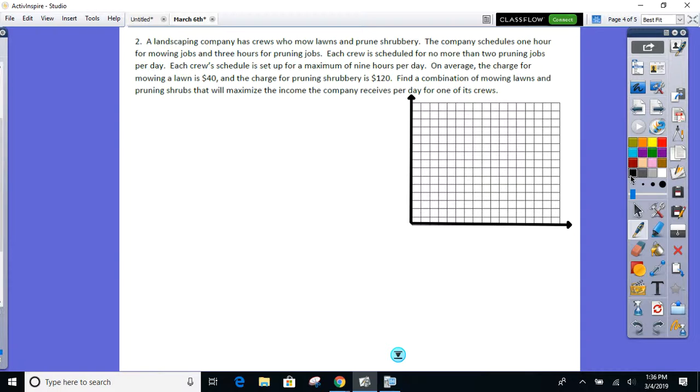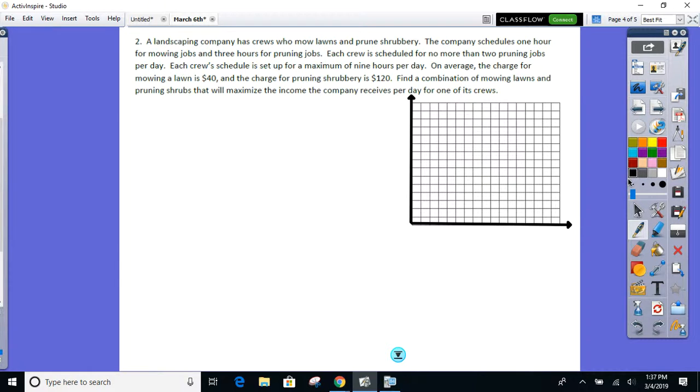It takes 1 hour to mow a lawn, 3 hours to prune a shrub. Yeah. 1 hour to mow, 3 hours to prune. Each crew can do no more than 2 pruning jobs a day. All right. I'm just reading this through. We'll do everything in a second. Each crew is scheduled to work a maximum of 9 hours. We're charging $40 a lawn and $120 a shrub. What combination of lawns and shrubs will maximize my income?